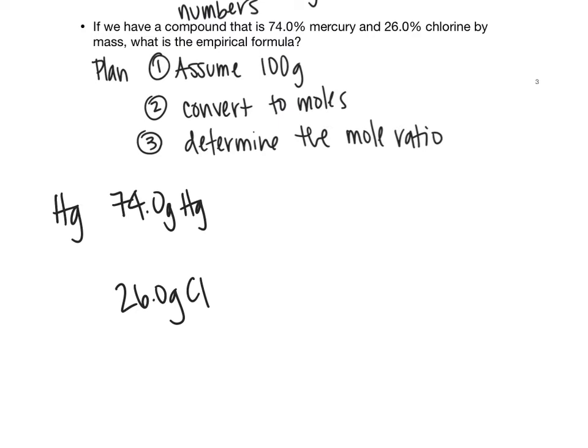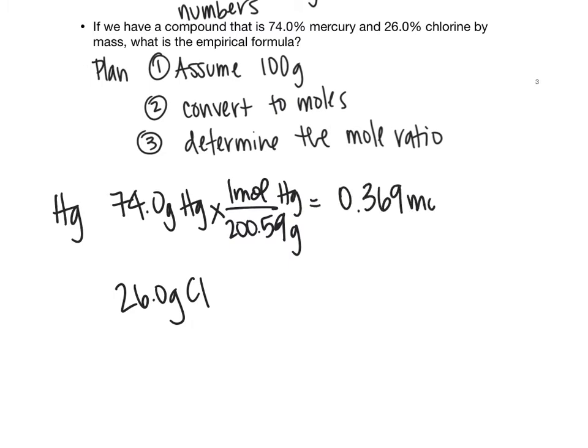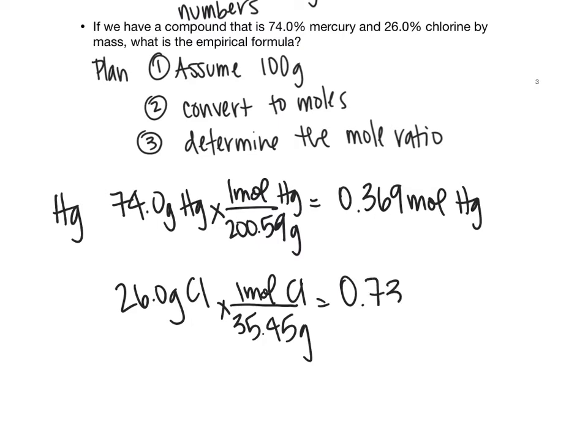Now we want to convert to moles. Well, we know how to do that. We're going to use the molecular weight off of the periodic table, which is 200.59 grams in 1 mole of mercury. And so that gives us 0.369 moles of Hg. Next we're going to do the same thing for our chlorine, and it is 35.45 grams in 1 mole of chlorine. Then we're going to get 0.733 moles of chlorine. So now we've completed step 1 and step 2.